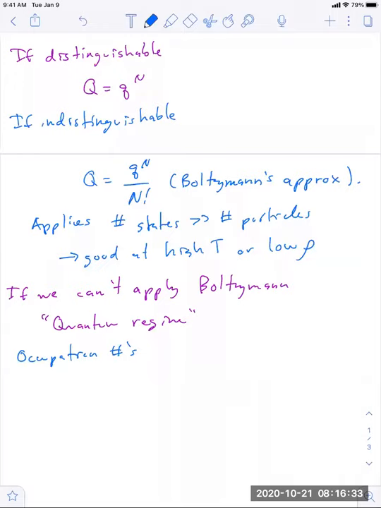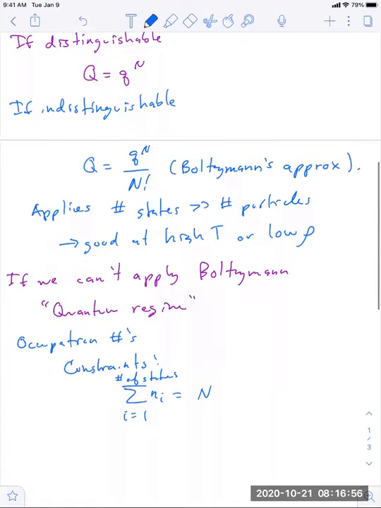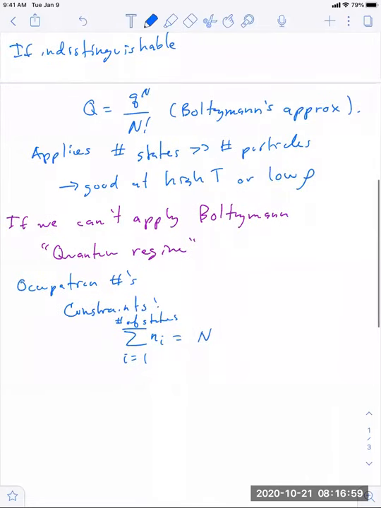And in the context of occupation numbers, that creates some constraints on our system. So we have a couple constraints. If we sum over all the states in the system the occupation numbers of those states, then that must add up to the total number of particles. And then a second constraint would be that if we perform the same sum, but now multiplying by the energy of that state, that's equal to the total energy.